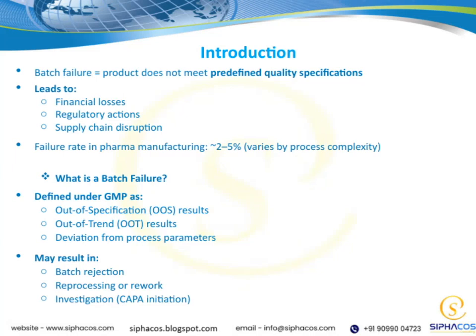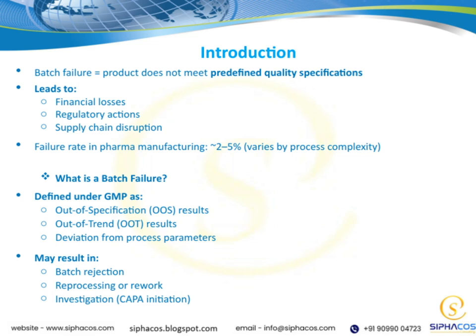So what exactly is a batch failure? In the context of GMP, or good manufacturing practices, a batch failure occurs when the product doesn't meet the predefined quality specifications. This can happen for several reasons, such as out-of-specification results, which are measurements that fall outside the acceptable range, or out-of-trend results that indicate a deviation from the expected process behavior. Additionally, any deviations from the established process parameters can also lead to a batch failure.